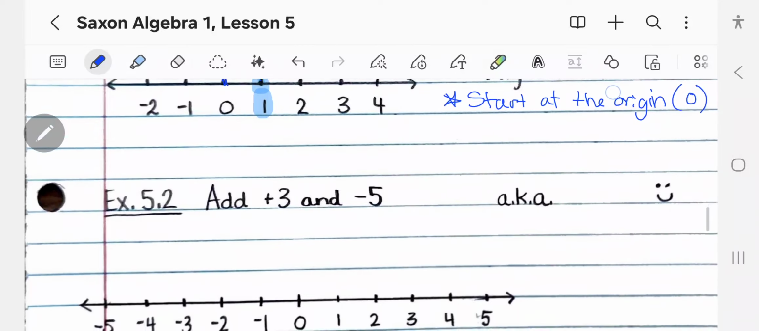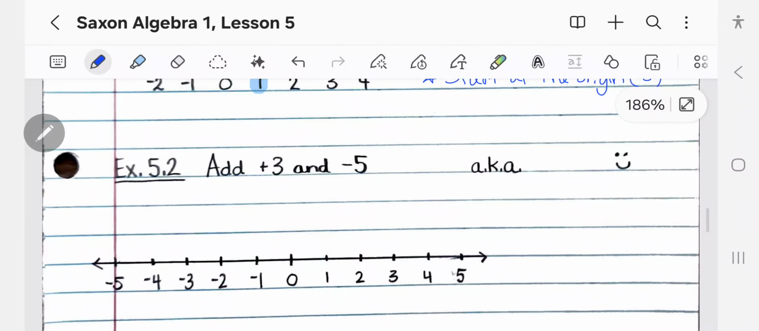So let's try another one. Let's add positive 3 and negative 5. Now this could also be written as 3 minus 5. Okay, so you may know how to do that already, and that's great. But let's look at it on the number line. We're always going to start at the origin. We're going to go to the right 3.